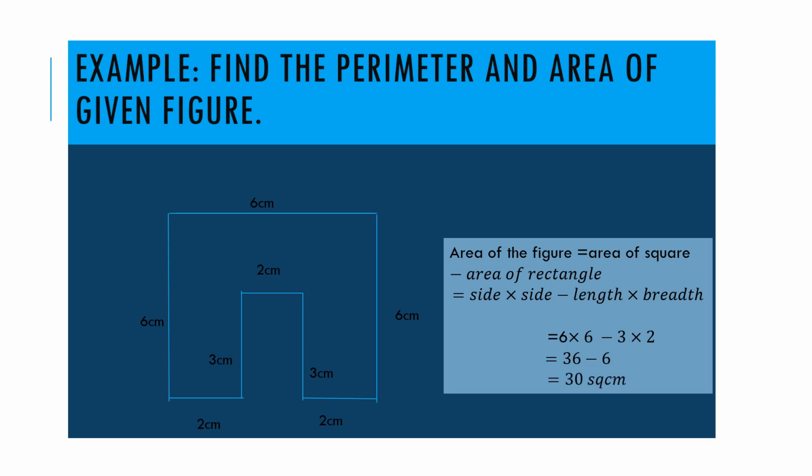What is the perimeter? Perimeter is the sum of the length of the sides of the given figure. There are 8 sides and 8 measurements. By the sum we get 30 centimeters, which is the perimeter of the given figure.